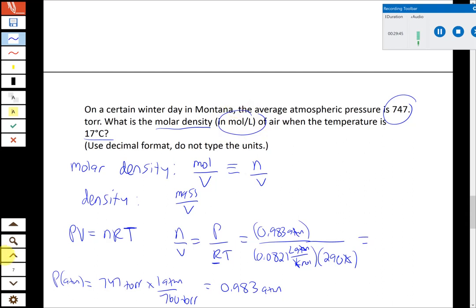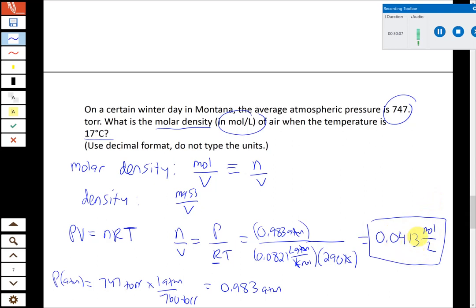So we get pressure divided by R times temperature, and what I got was 0.0413 moles per liter. Okay, so this would be the molar density. Basically, how many moles of gas are in 1 liter, 0.0413 at this specific temperature and pressure.